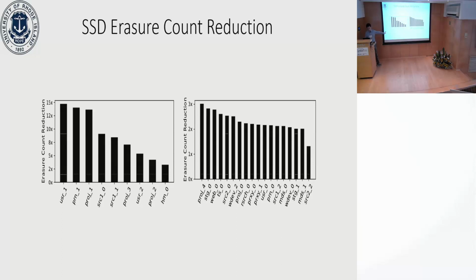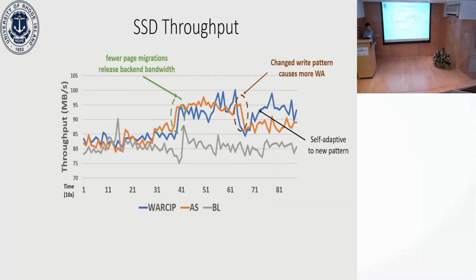From here we can see that on the left side of the slide, WARCIP reduced the erase count by up to an order of magnitude for some traces. The overall average reduction of erase count over all traces is over four times, which means we increase the SSD endurance by 4 times compared to the baseline SSD.